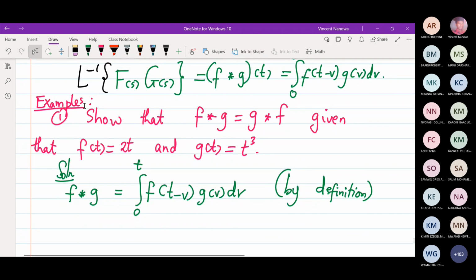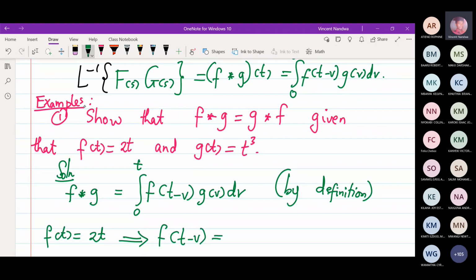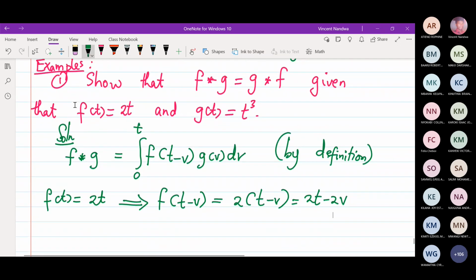So f of t is given by 2t. Which means that in this formula, f of t minus v will be given by 2 into t minus v. Simply, the role of t is taken by t minus v. Which you may simplify as 2t minus 2v.